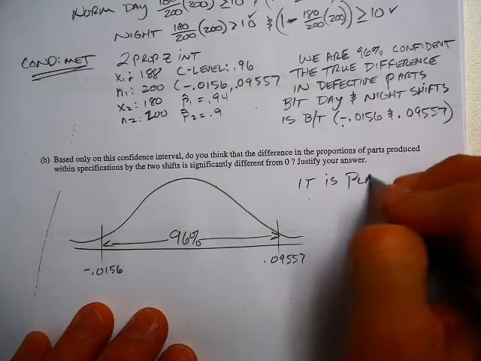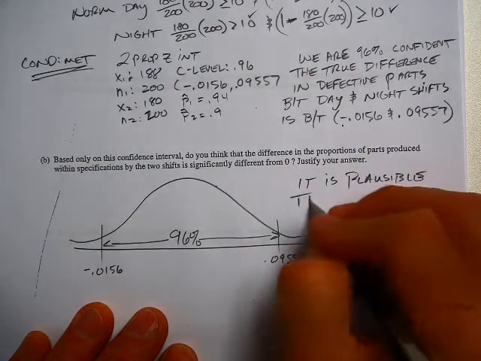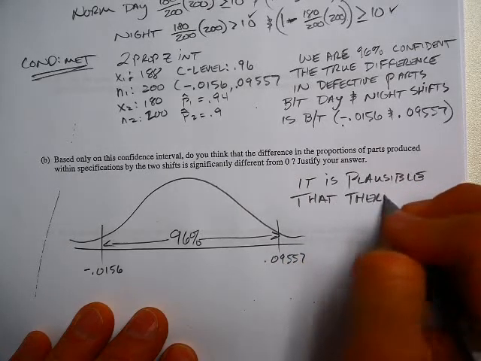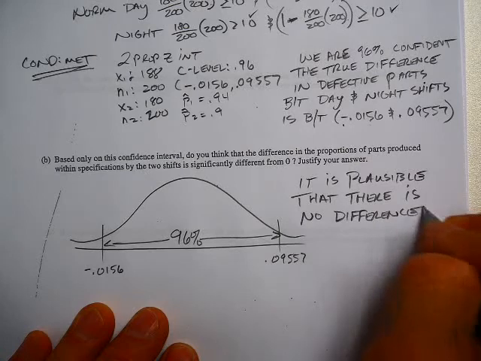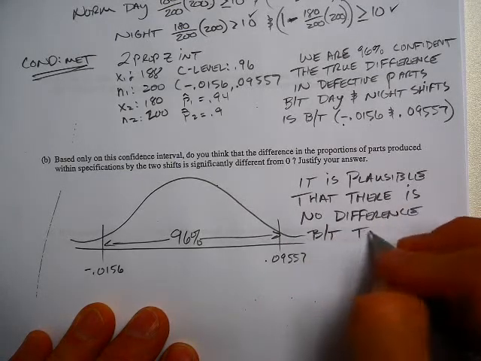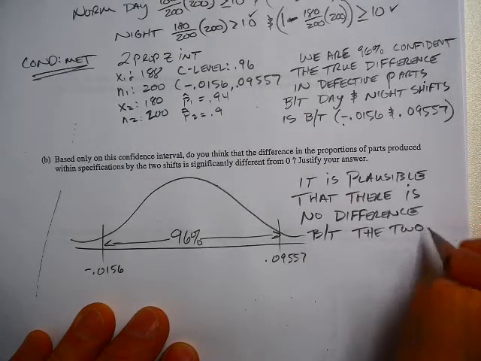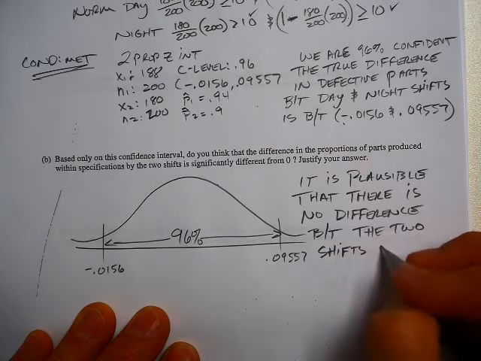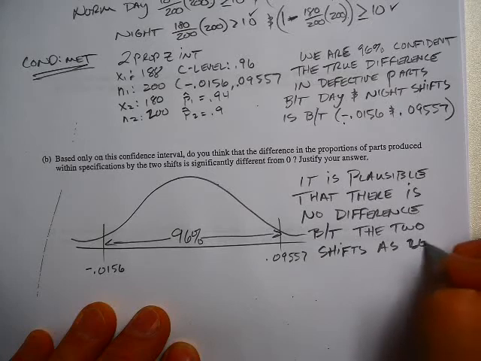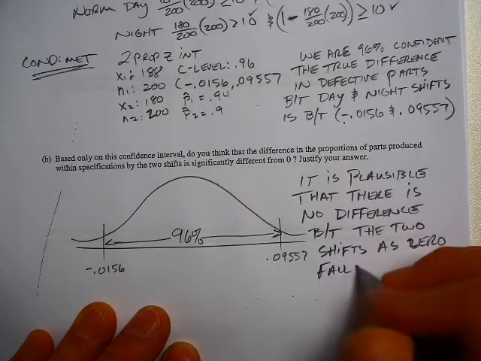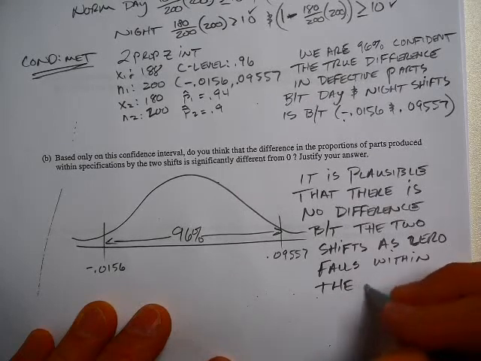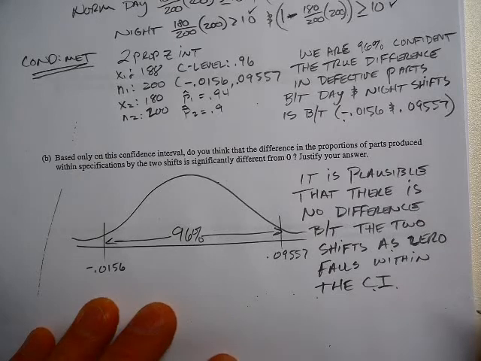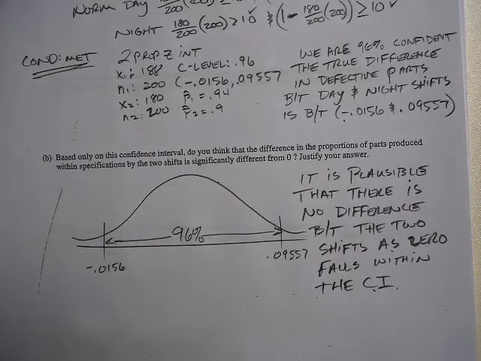It's plausible that there's no difference because the 0 is within the confidence interval. It is plausible that there is no difference between the two shifts as 0 falls within the confidence interval. And that should get you a 4.